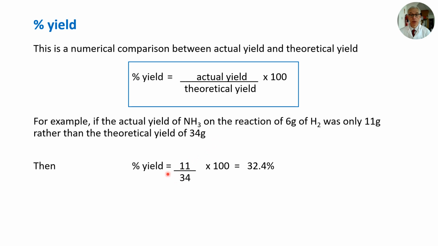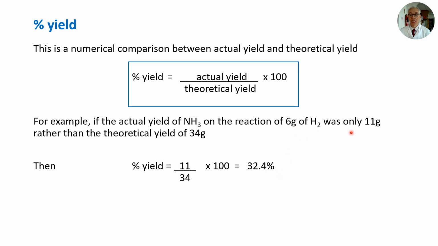Very simple. The percentage yield is the actual yield, which we are told is 11 grams, divided by the theoretical yield, which we calculated on the previous slide to be 34 grams. Multiply that fraction by 100, comes to 32.4.